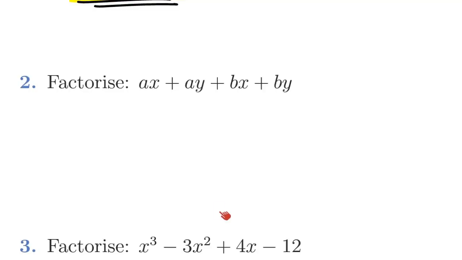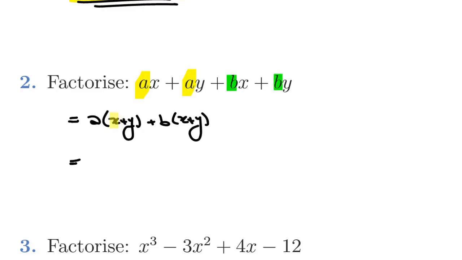Second question, we're going to factor this. Here, let's factor out the a's as a common factor, and we're left with x plus y. Here, we also factor out the b's as a common factor. This time, again, we're left with x plus y. Now, we factor out x plus y as a common factor, and what's left? We're left with a plus b. So this is our answer.